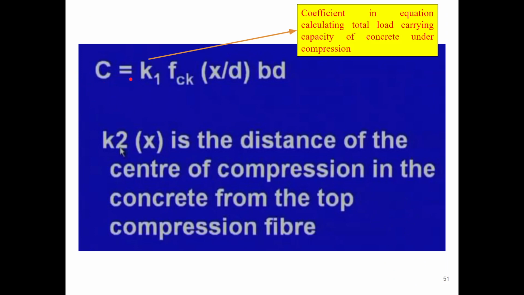So we can write C equal to K1 into fck into x by d into bd, where K1 is, as we discussed, the coefficient in the equation for calculating total load carrying capacity of concrete under compression, right? And K2 x is the distance of the center of compression in the concrete from the top compression fiber. So from the top to the center of compression, this K2 is 0.416 or 0.42 for limit state, and 0.33 for working stress, right?